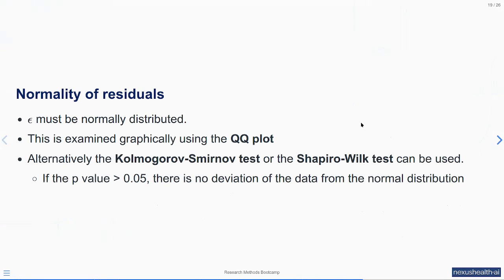The errors or the residuals have to be normally distributed. This can be examined graphically using what is known as the QQ plot. Alternatively, we could carry out tests for normality such as the Kolmogorov-Smirnov test or the Shapiro-Wilk test. If we have a p-value that is not significant, it tells us that the data is normally distributed.